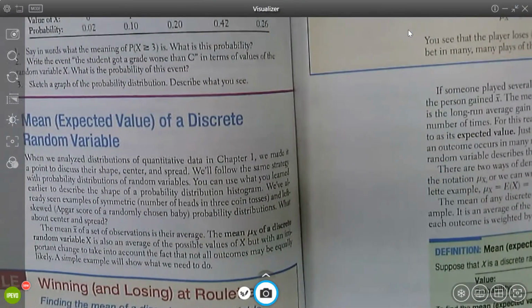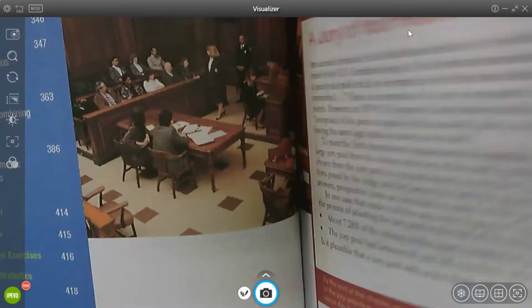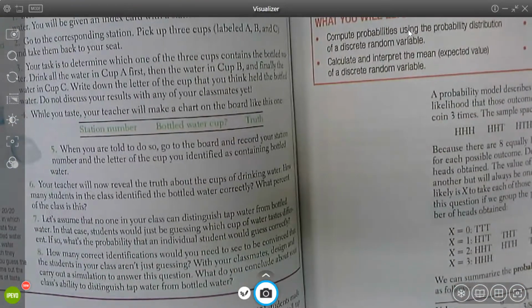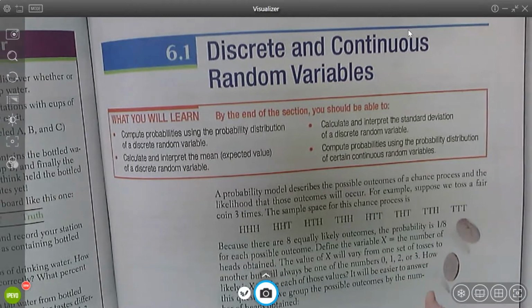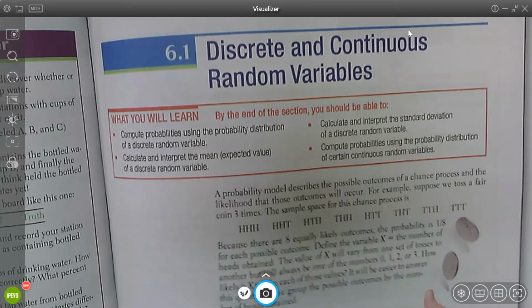Welcome to section 6.1. All right, chapter 6 was all about random variables. So we started talking about discrete and continuous random variables here.